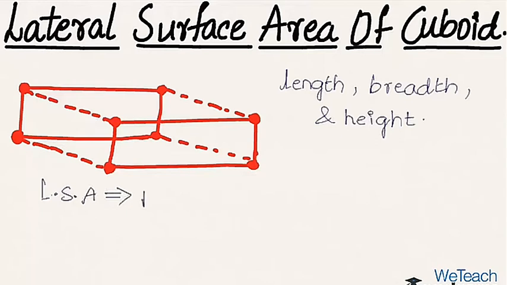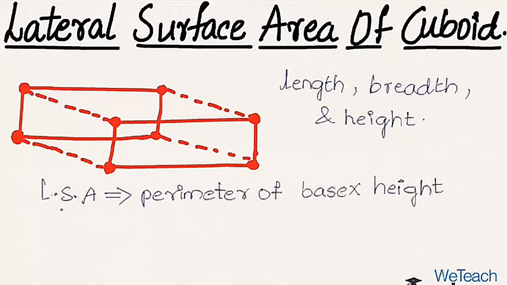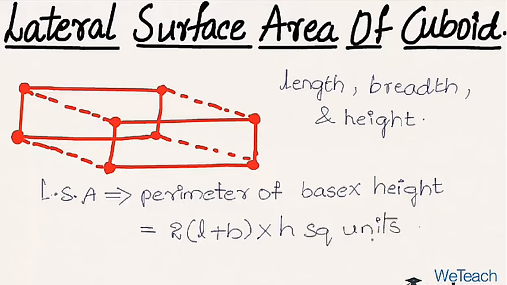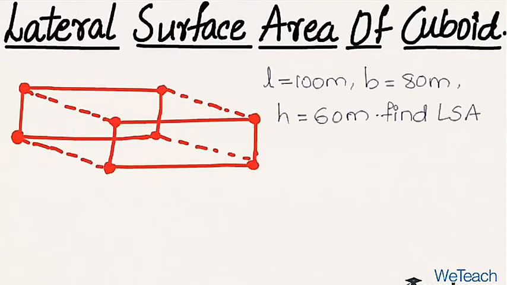Hello children. Now let us just see some examples on lateral surface area of a cuboid. So every cuboid has 3 dimensions: length, breadth and height. We know that LSA is equal to perimeter of the base into height. Always LSA can be written as perimeter of the base into height. So every cuboid has 6 rectangular faces. So the perimeter of the base can be written as 2 into (L plus B), as it is in the form of a rectangle, into height. So therefore LSA of a cuboid is equal to 2H into (L plus B). We can also write it as 2 into (L plus B) into H square units, as LSA is area.